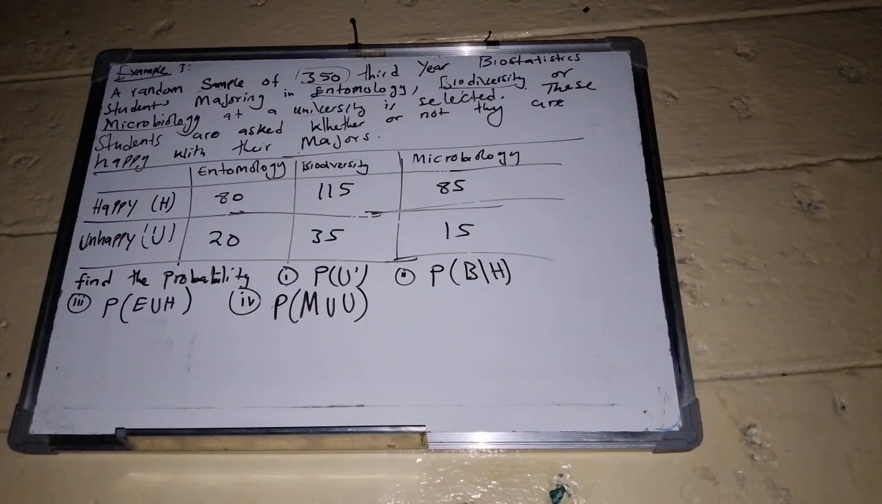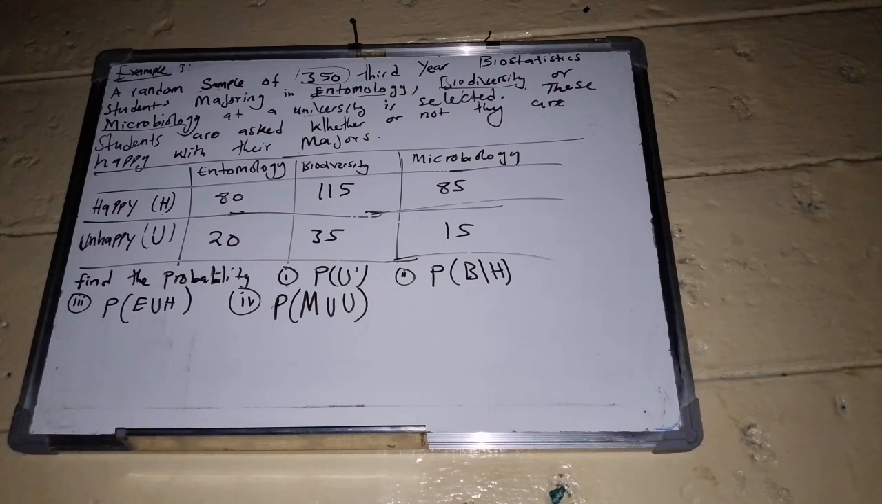And then what are we being told? These students are asked whether or not they are happy with their majors. So basically, maybe I'm doing a certain research, in the scope of the field where entomology, biodiversity, and microbiology are found. I'm going to be inspecting each and every student picked at random, asking: you're doing which program? Entomology. Are you happy with your program or not? So these are the responses which were summarized in the given table below.